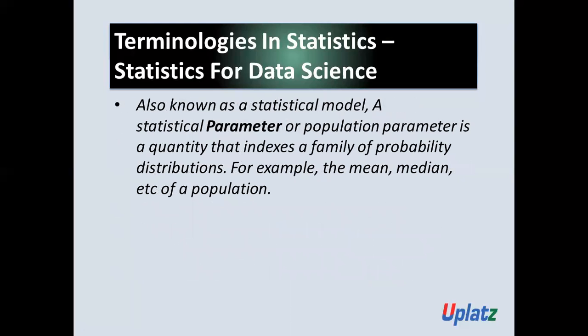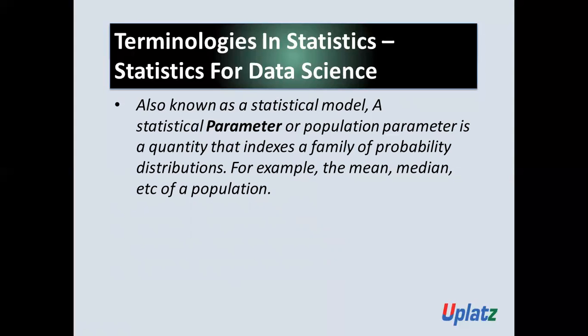Also known as statistical model. A statistical parameter or a population parameter is a quantity that indexes a family of a probability distribution. For example, the mean, median, etc. of a population. We will see how to calculate mean, median. Okay, so these are the terminologies in statistics for data science.